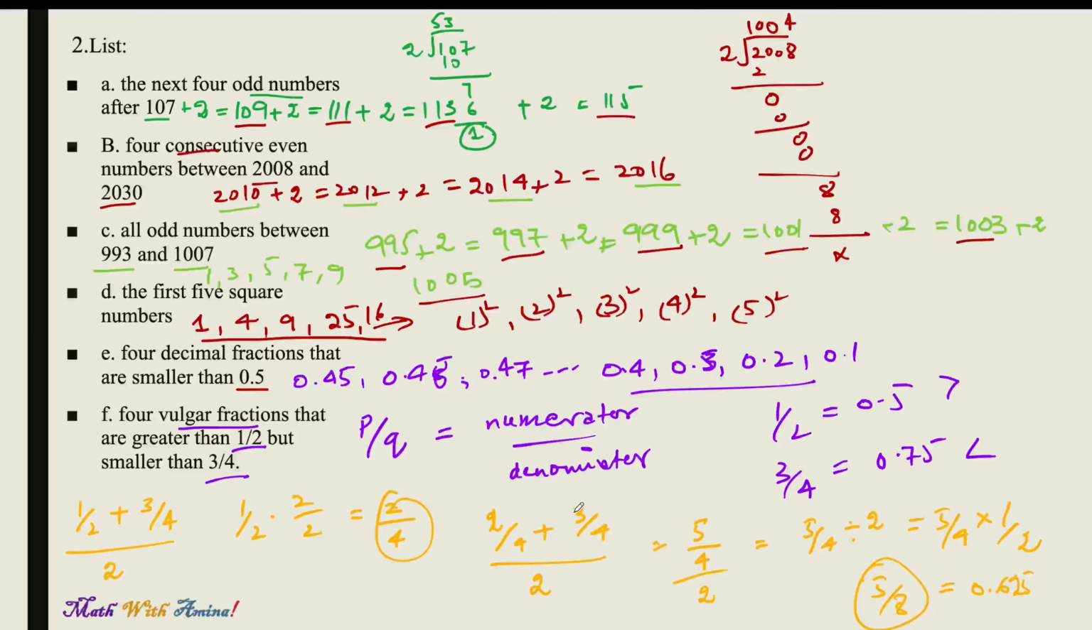So the numerators are added. 2 plus 3 is equal to 5. 5 by 4 divided by 2. The reciprocal of divided by 2 is multiplied by 1 over 2. So again the multiplication takes place. 5 into 1 is equal to 5 and 4 into 2 is equal to 8. So the first vulgar fraction that is greater than 1 by 2 and smaller than 3 by 4 is 5 by 8, and 5 by 8 is equal to 0.625. 0.625 is definitely greater than 0.5 and less than 0.75.